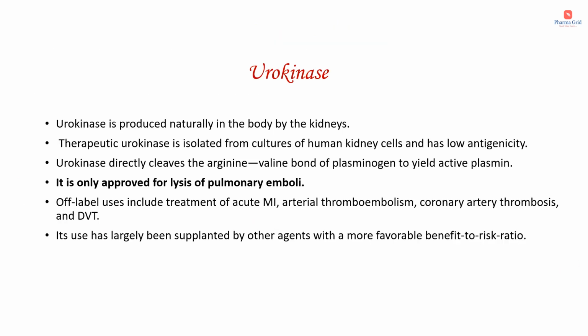Urokinase is produced naturally in the body by the kidneys. Therapeutic urokinase is isolated from the cultures of human kidney cells and has low antigenicity. Urokinase directly cleaves the arginine-valine bond of plasminogen to yield active plasmin. It is only approved for lysis of pulmonary emboli. Off-label uses of urokinase include treatment of acute myocardial infarction, arterial thromboembolism, coronary artery thrombosis and deep vein thrombosis. Its use has largely been supplanted by other agents with a more favorable benefit to risk ratio.